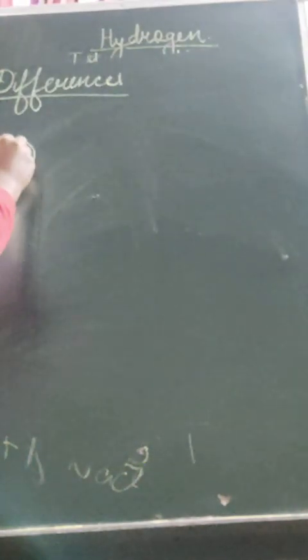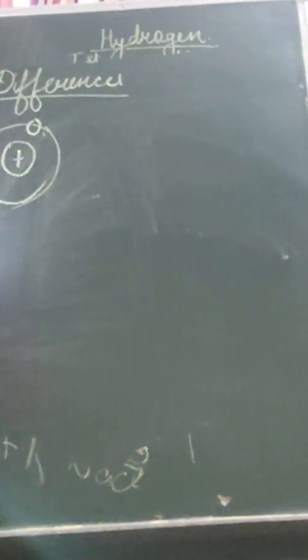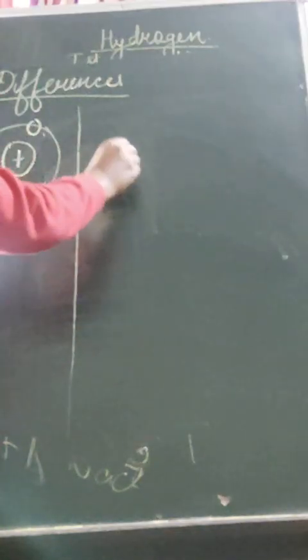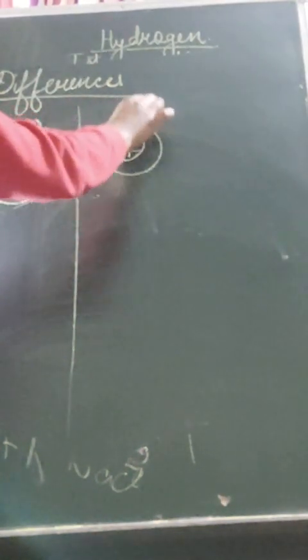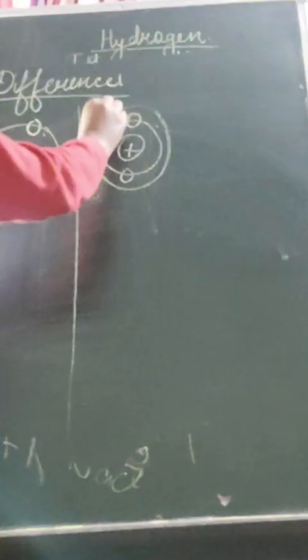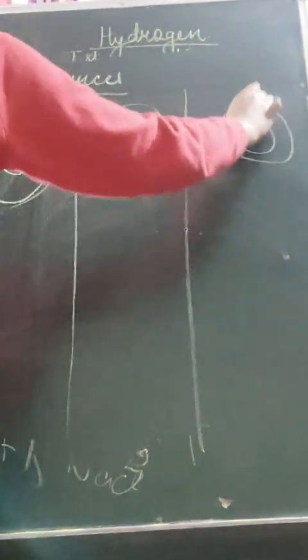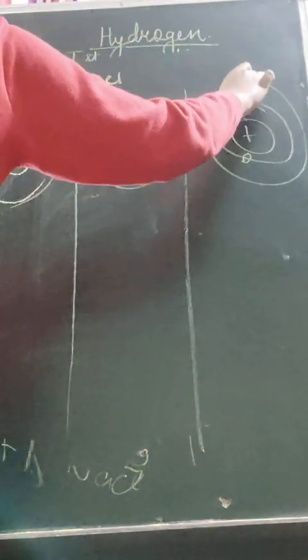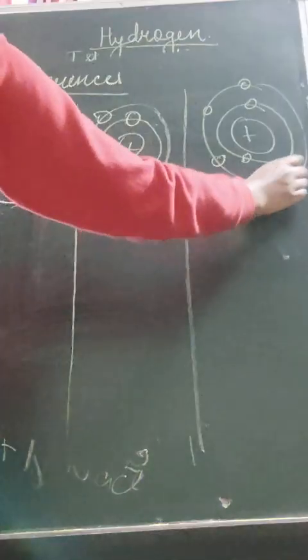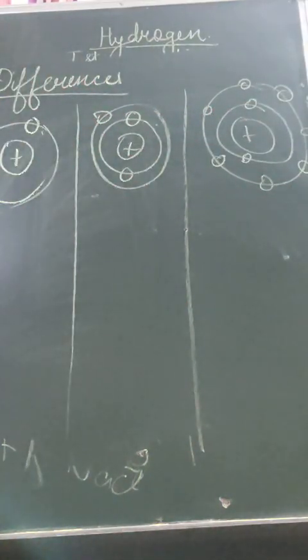We know that hydrogen has only one shell, like this. It has only one shell, hydrogen, but if you know alkali metals, they have two or more than two shells. Now, if we see the halogens, they also have two or more than two shells.